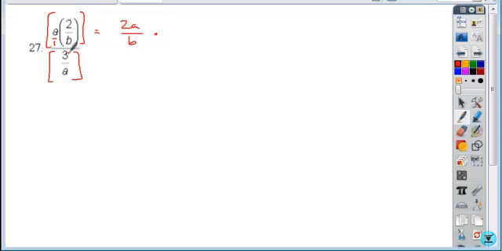And instead of dividing, we're going to multiply by the reciprocal. So we flip this fraction. The 3 gets moved to the denominator, the a to the numerator. And when we just multiply across, we get 2a squared over 3b.